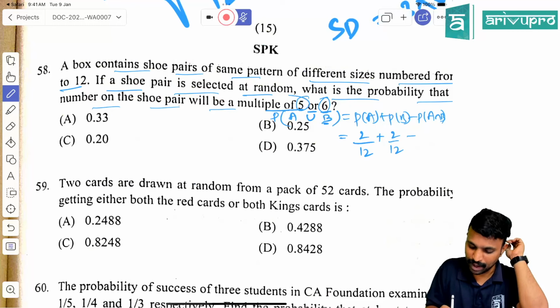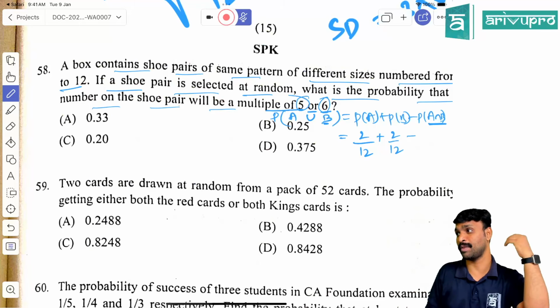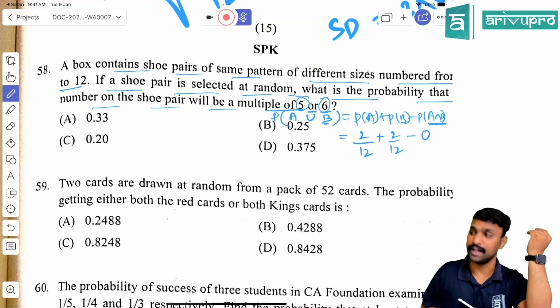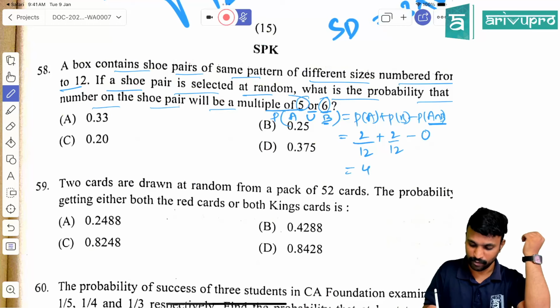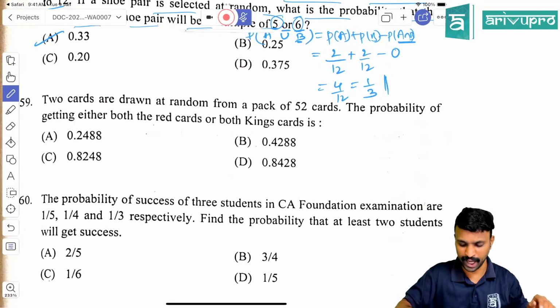Now A intersection B means multiple of 5 as well as multiple of 6. From 1 to 12, there is no number which is a multiple of 5 as well as a multiple of 6, because the LCM of 5 and 6 is 30. So there is no number. That means A intersection B is 0. So this becomes 4 by 12, which is 1 by 3. 1 by 3 means 0.33. Option A is the right answer.